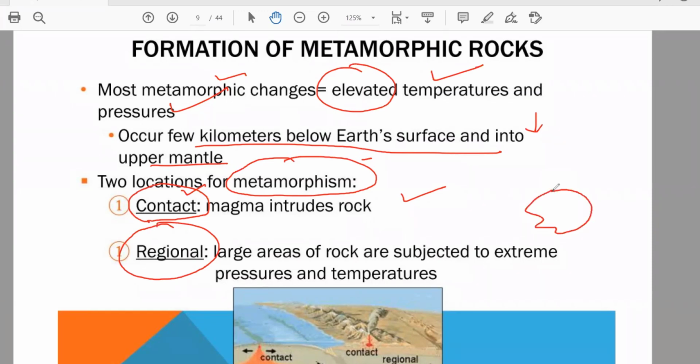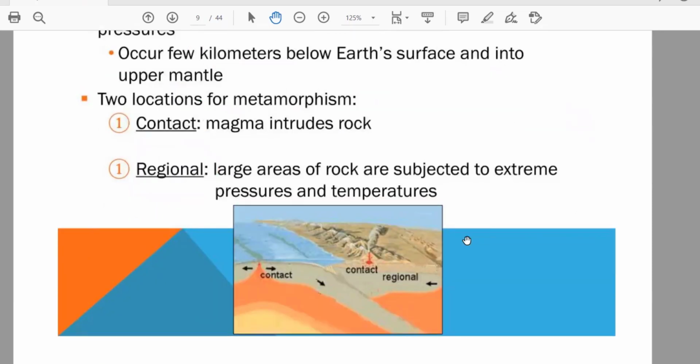For example, let's say this is sedimentary rock, and then magma comes near it, not lava, magma, because it is under the ground. Magma has really high temperature because it is molten rock, and high pressure under the ground. So the sedimentary rock is changed here. This is one way the metamorphic rock is formed.